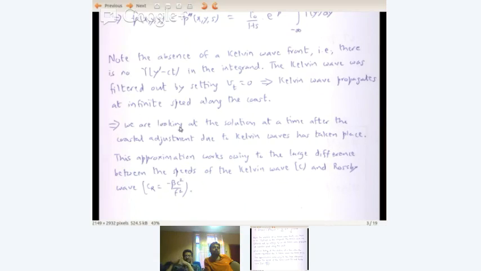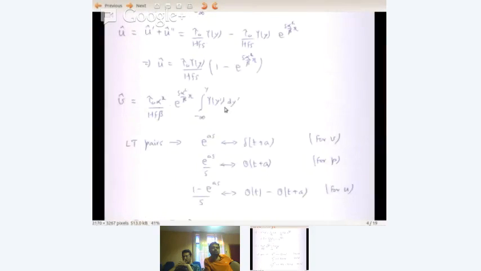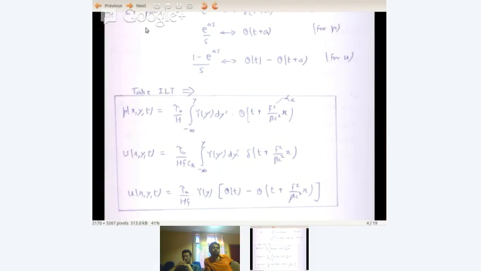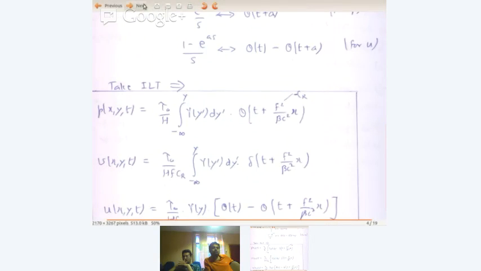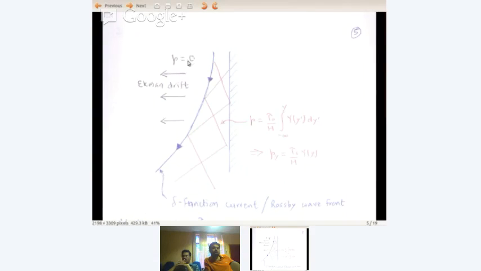So in this case, we were looking at the solution at a time after the coastal adjustment due to the Kelvin waves had taken place. So that is instantaneous in this case, and we look at what happens after that. We got the following solution. Ahead of a Rossby wave front, which was basically a delta function like solution, we had only the Ekman drift. That was the interior solution.